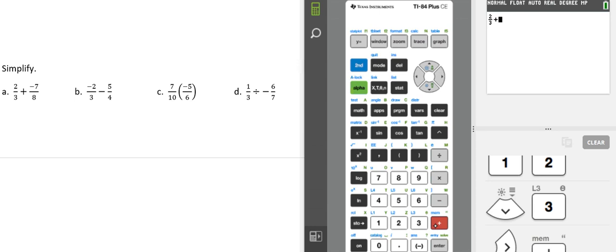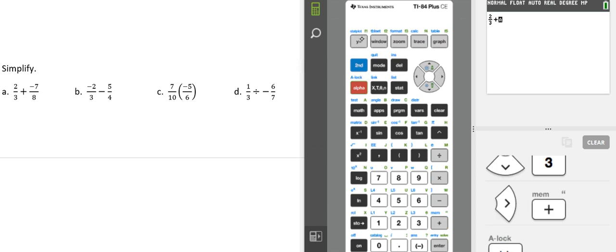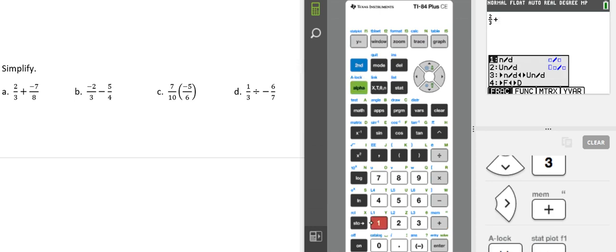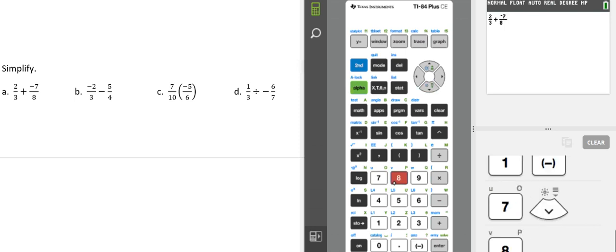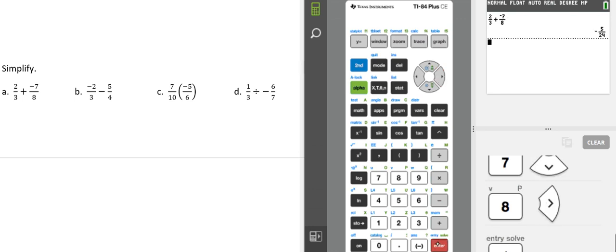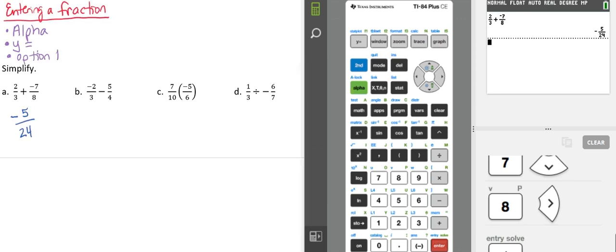Now we want to enter our second fraction. We're going to do the same thing. So we're going to hit alpha y equals and choose that first option. Here we have a -7/8. And we're going to arrow out of the fraction, and then we're going to hit enter to get our simplified answer of -5/24. So remember, to enter our fraction, we hit alpha, then we hit y equals, and then we hit option number 1.